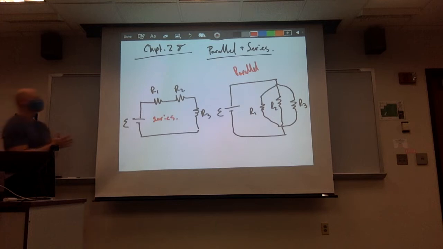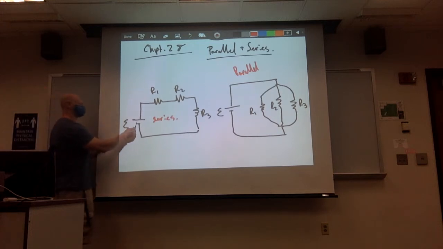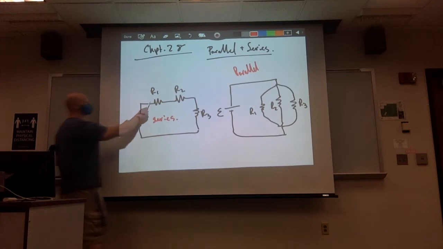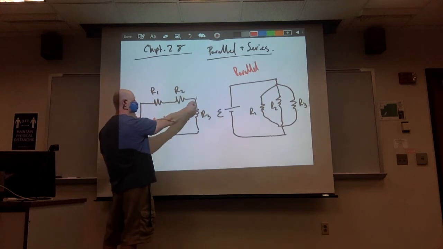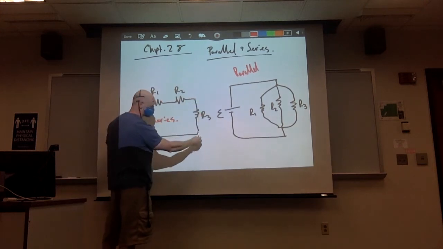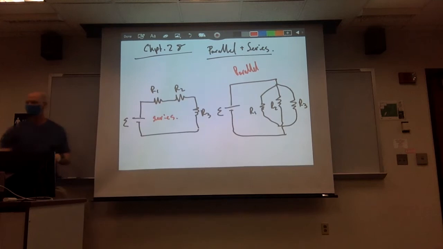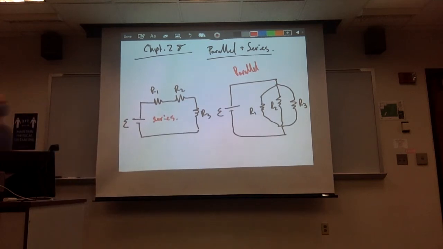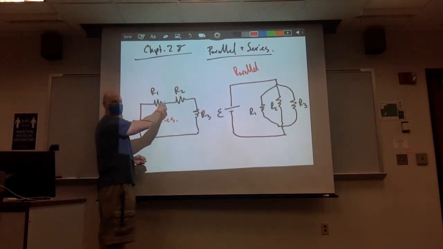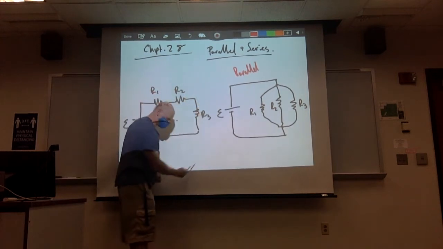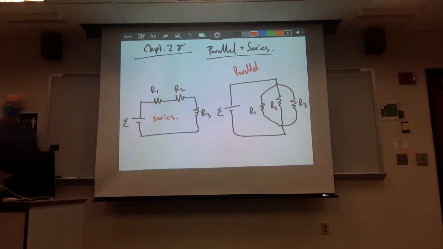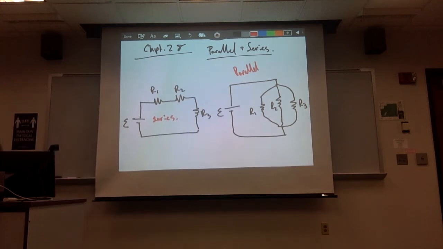So let's talk about series first. What has to be true is whatever charge comes out of the battery has to be the same amount of charge which goes through this resistor, which has to be the same amount of charge which goes through this resistor, which has to be the same amount of charge which goes through this resistor, by conservation of charge. Which basically means that the rate at which the charge goes through this resistor has to be the same as the rate at which it goes through this resistor, and the same as the rate that goes through this resistor, which means the currents are all the same. That's all this says.